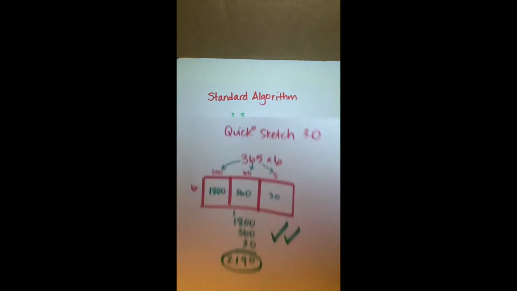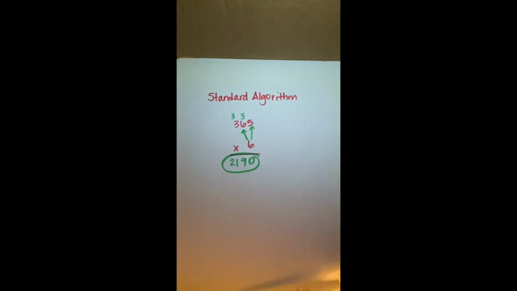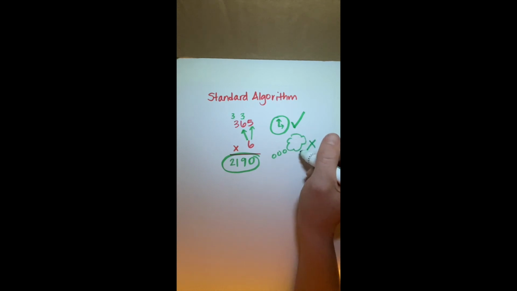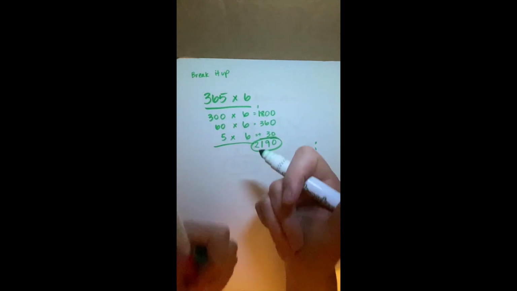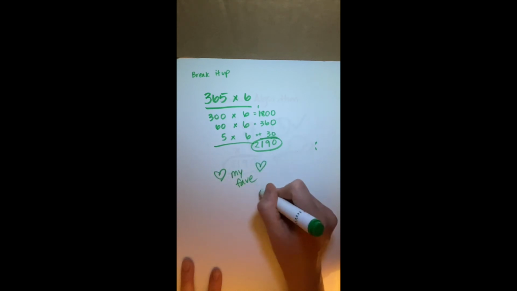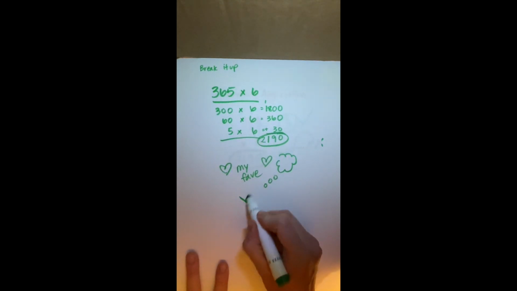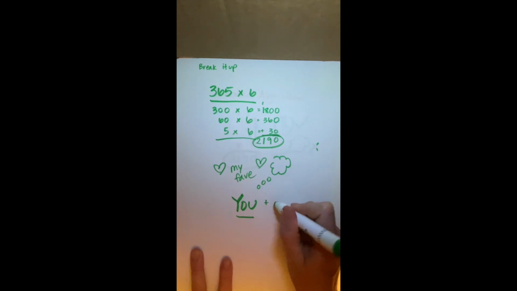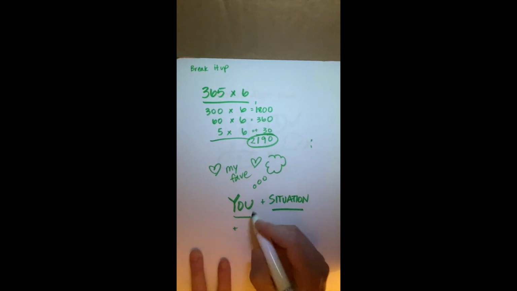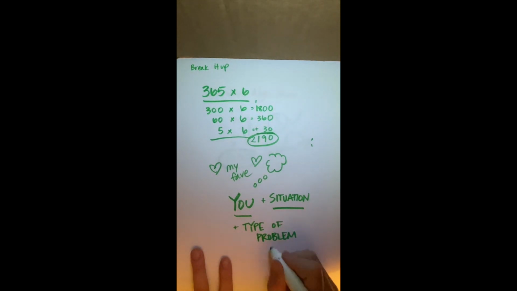So we've proven that each of these strategies work. It's all about which one you prefer. Now, a standard algorithm is definitely efficient, but it's a little bit trickier to do in your head or without paper. My personal favorite is the break it up strategy. I use this one all the time at the grocery store or doing problems in my head, but it's all about you. Which one do you like? Which one is the best based on the situation and the type of problem that you're facing? Each of these has their pros and cons.